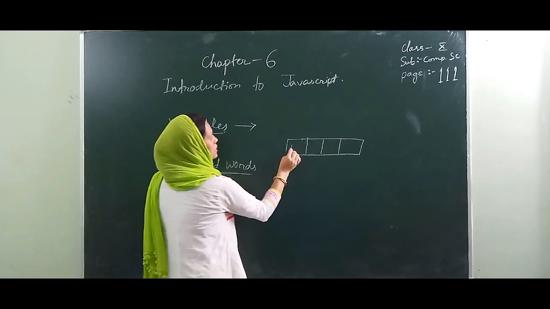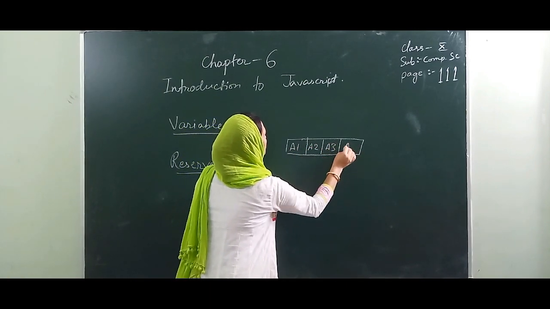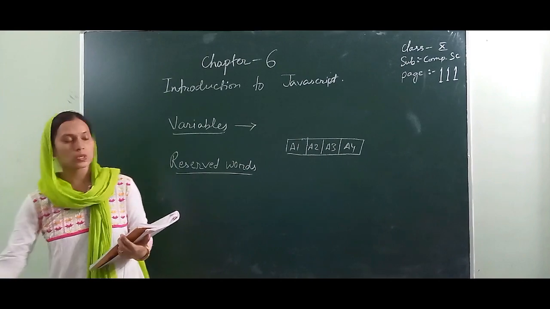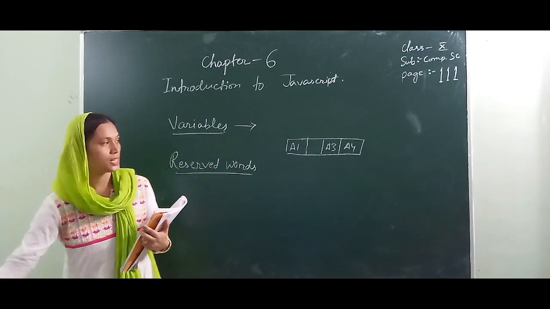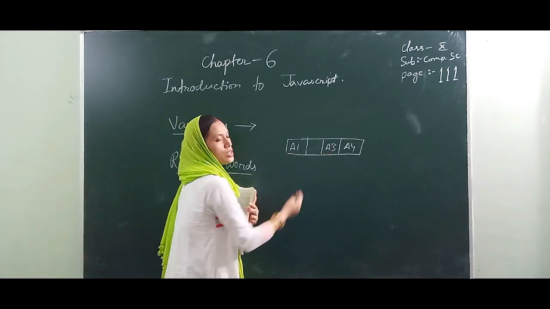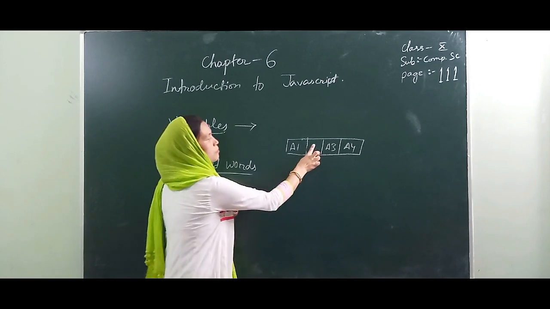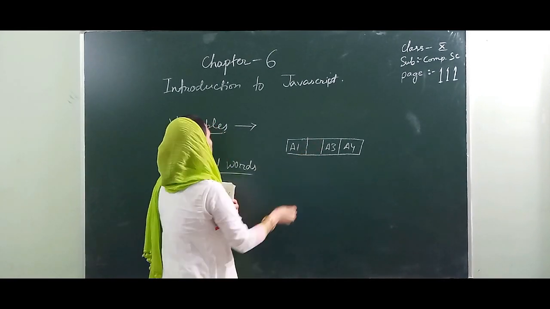Alright, the names of the students are A1, A2, A3 and A4. Suppose A2 is absent in your class, but on that very day, only 3 students used to sit on a bench. That means that portion of memory is already reserved. That reserved area is called a variable.